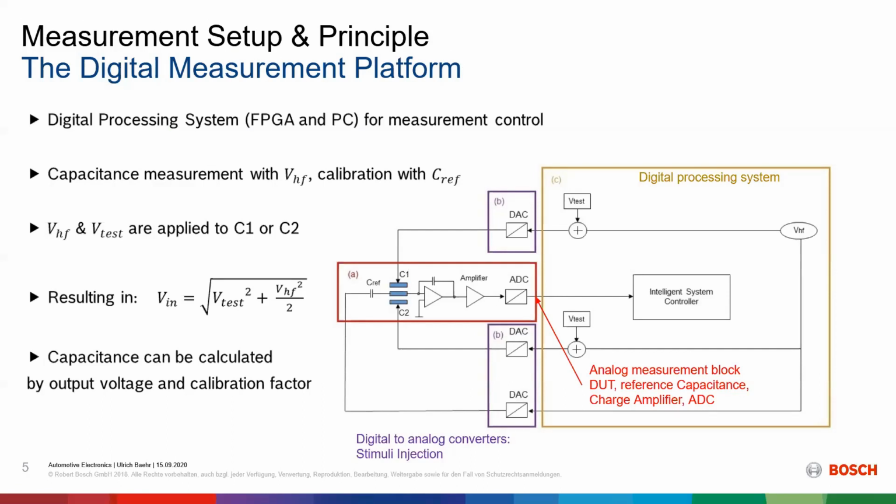What we actually get then on the electrodes of our DUT is a combination of our test voltage, which is there to excite the DUT, and our carrier voltage. And this is called V in, which is shown here in this equation. And this is connected to either C1 or C2 to excite and measure the sensor. The capacitance then can be calculated from the V out signal coming out here, and of course the calibration factor.